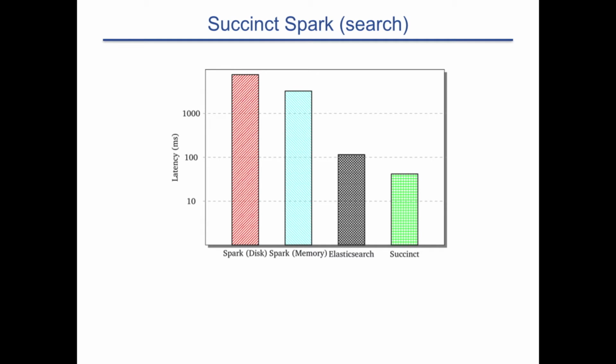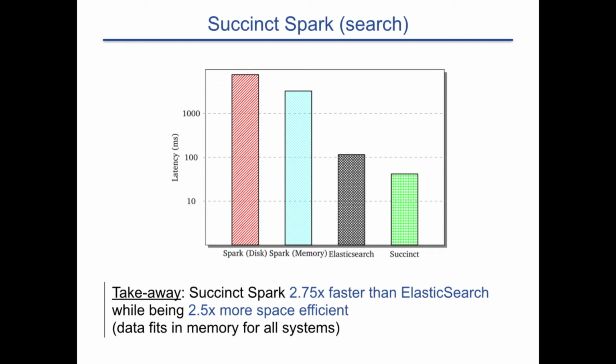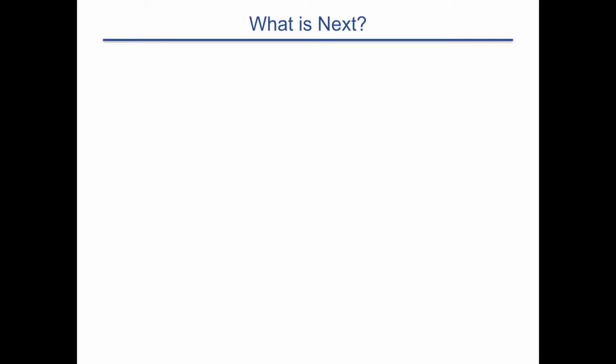And then we implement Succinct on top of Spark, and as soon as you run Succinct on top of Spark, you get 2.75x better than Elasticsearch. So this is excellent. You get really fast search. The nice thing is that all the systems fit in memory, at least the last 3 graphs. And we are still giving you more memory efficiency, so you have a 2.5x lower memory footprint compared to Elasticsearch or Spark. Okay. So this was the Succinct on Spark release.